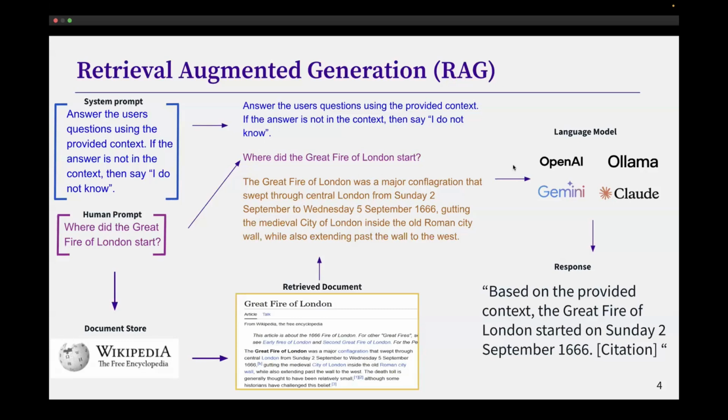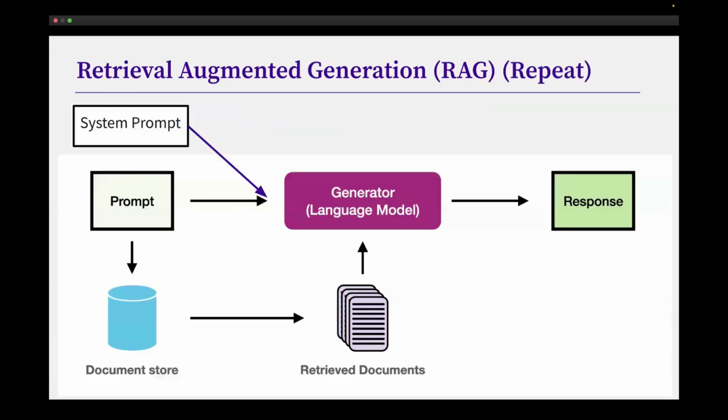However, the model does its retrieval, and then it gets passed to some language model, and it will give you a response. So based on the provided context, the Great Fire of London started on, realize that says where, not when, but we'll consider that a hallucination, right? The Great Fire of London started on Sunday the 2nd of September, 1666, and then it cites the source. So you can see how all of that comes together.